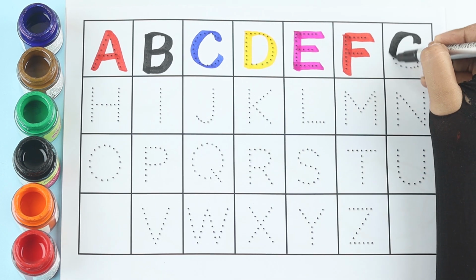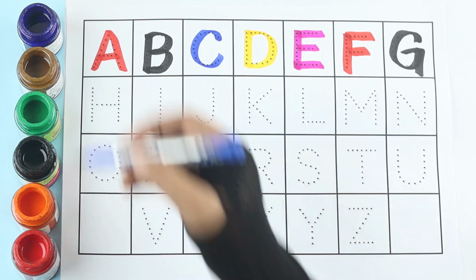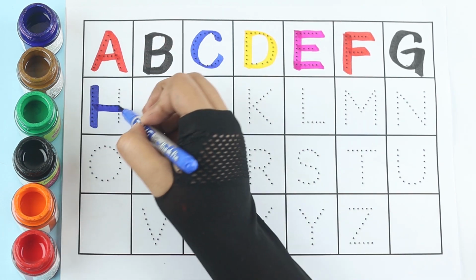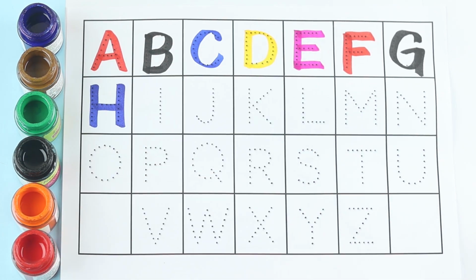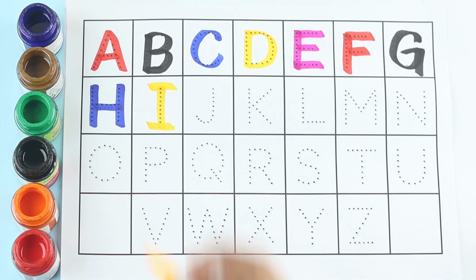Black color, G for grapes. Blue color, H for hen. Yellow color, I for ice cream.